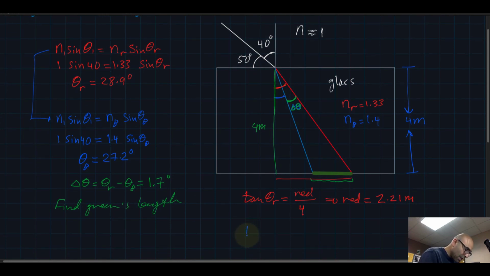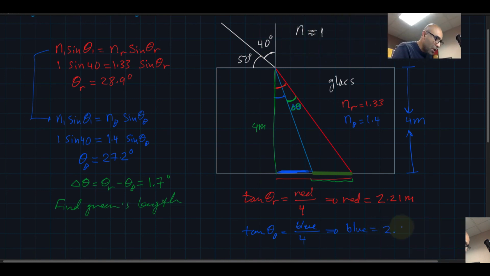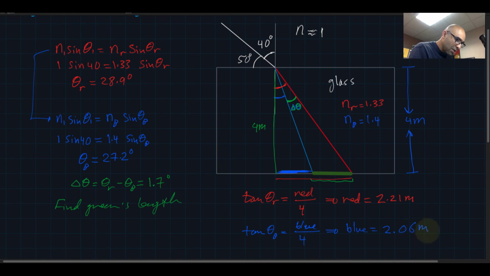Now use the same strategy for the blue. So you can say tan theta blue is equal to the blue length, which is this one, divided by the adjacent, which is 4, the same number. Solving for the blue, you will get blue is equal to 4 times tan theta blue, which is 27.2 degrees. So tan 27.2 degrees times 4 gives us the blue, and the blue is equal to 2.06 meters.